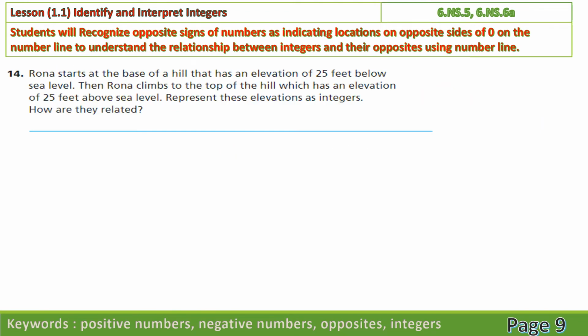The question states, Rona starts at the base of a hill that has an elevation of 25 feet below the sea level. Now here there is an elevation. The 0 is the surface. Always the neutral number will be 0. So 0 is the surface of the sea level. Then you will have something below the sea level, and you have something above the sea level.